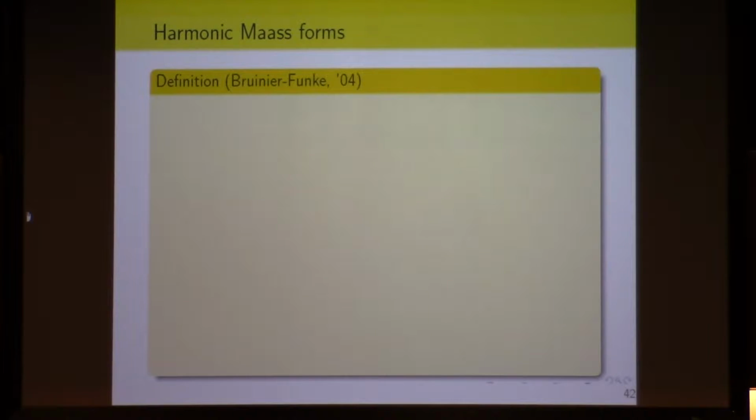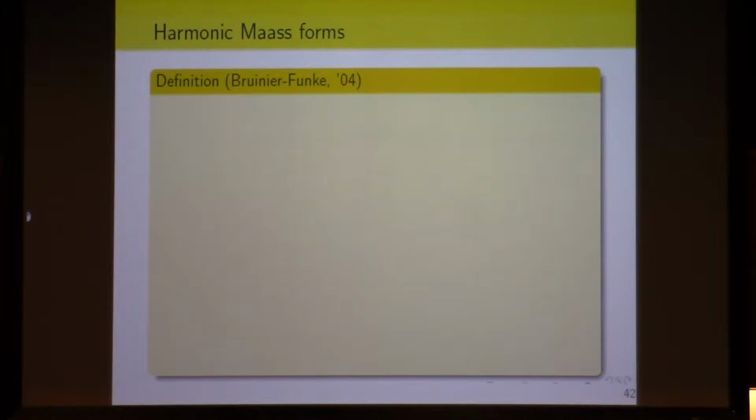right around the same time when Zwegers was writing his thesis and working out these transformation properties of Mock theta functions, other mathematicians, Jan Bruinier and Funke, were studying what are called harmonic Maass forms for a totally different reason. And it turns out that Zwegers's work and these harmonic Maass forms are very related.